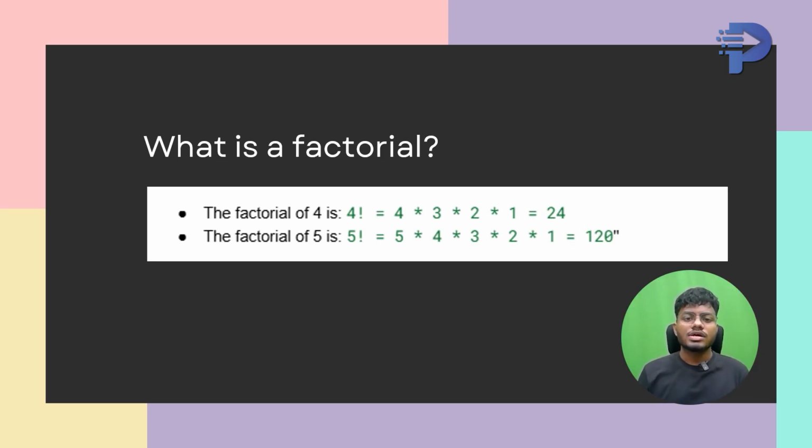For example, the factorial of 4 is 4 factorial, which is equal to 4 multiplied by 3 multiplied by 2 multiplied by 1, which is equal to 24. In the same way, the factorial of 5 is 5 factorial, which is equal to 5 multiplied by 4 multiplied by 3 multiplied by 2 multiplied by 1, which is equal to 120. So basically, the factorial function keeps multiplying numbers down to 1.